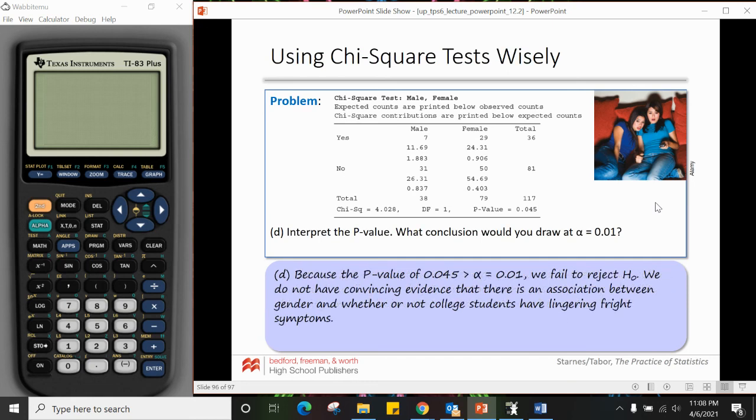And then the conclusion, like I said, our p-value is 0.045. So because 0.045 is greater than alpha, 0.01, we fail to reject H naught. I think I might have said that backwards earlier. But p-value is greater than alpha, so we fail to reject H naught. We do not have convincing evidence that there's an association between gender and whether or not college students have lingering fright symptoms.